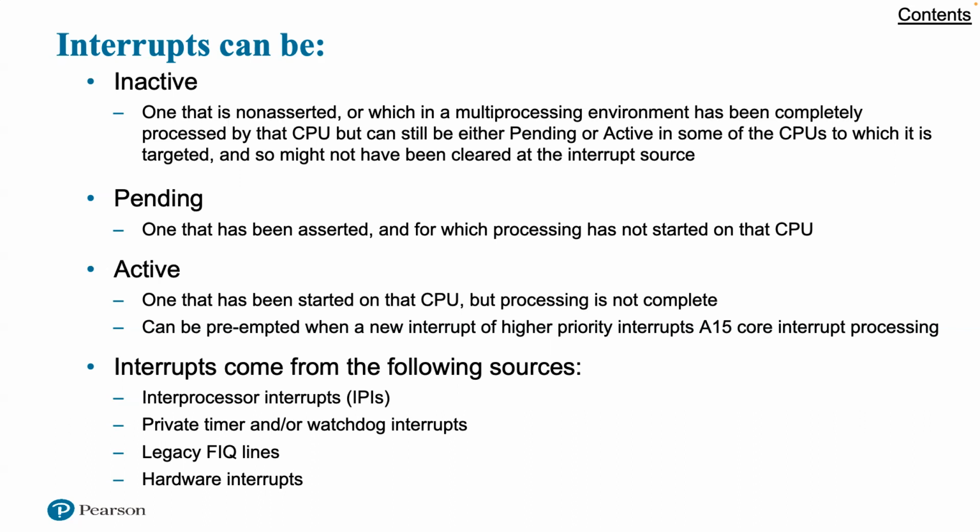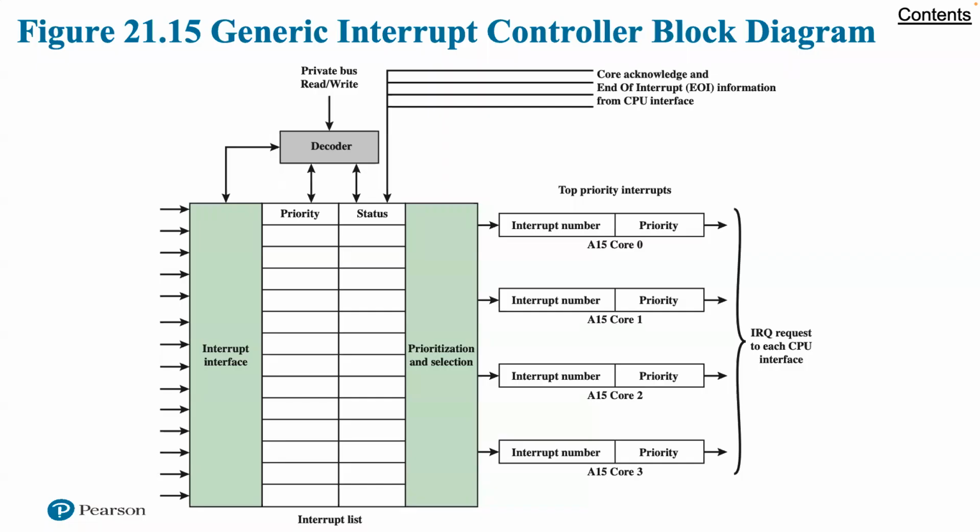Finally, there are hardware interrupts. Hardware interrupts are triggered by programmable events on associated interrupt input lines. CPUs can support up to 224 interrupt lines. Hardware interrupts start at ID 32. Figure 21.15 is a block diagram of the GIC. The GIC is configurable to support between 0 and 256 hardware interrupt inputs.